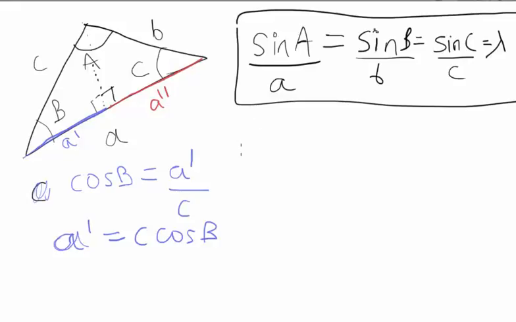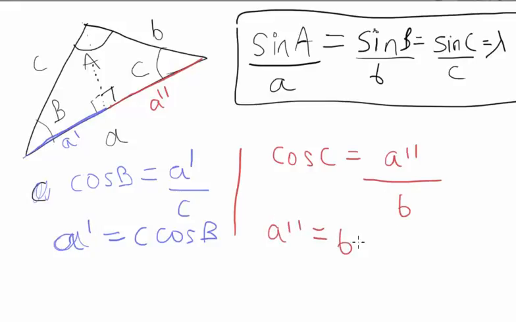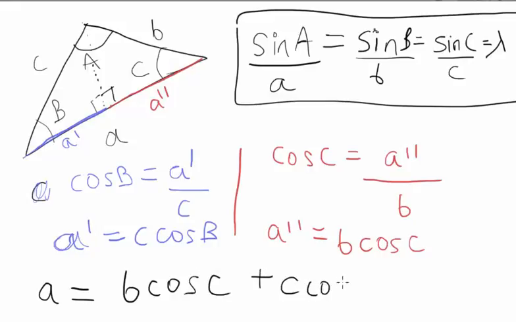So for this right angle triangle, you'll notice that cosine of C is equal to adjacent, which is A double dash, upon hypotenuse, which is just B. Just cross multiply both sides, you are going to get A double dash is equal to B cosine of C. So we got A dash and A double dash, and A is nothing but the sum of both of these constituent line segments. So if we add these two, we get A is equal to B cosine of C plus C cosine of B.